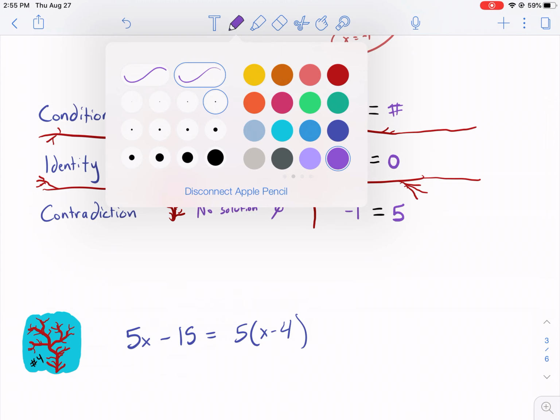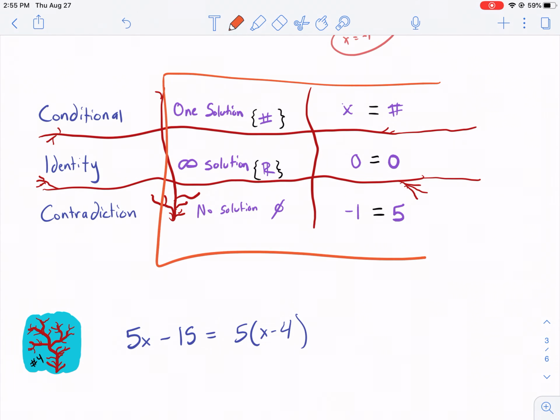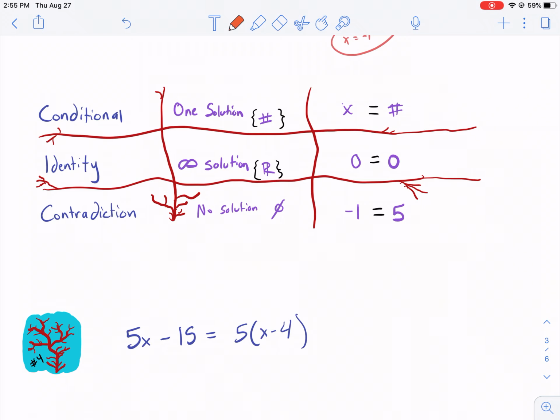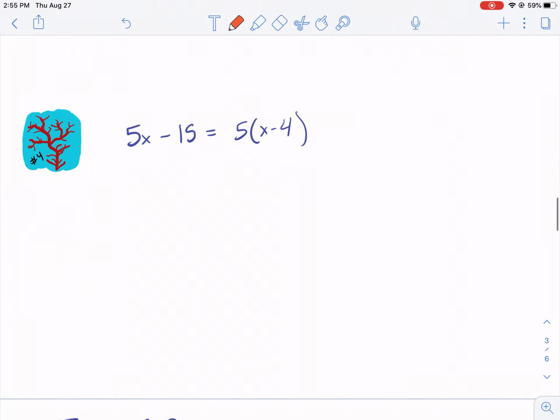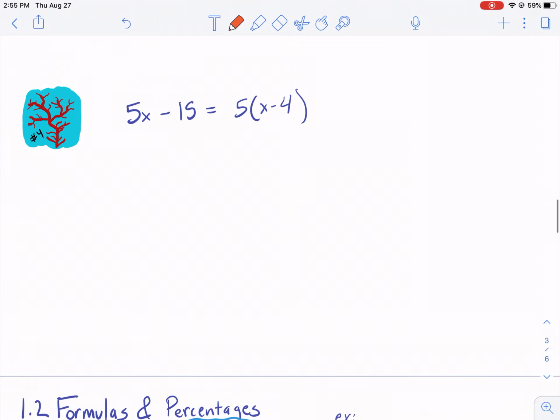For those that are my students, I'm mostly concerned with this. The names are secondary in my opinion. If you don't know exactly what a contradiction equation is, I'm okay with that as long as you know what this means right there, okay? Identity is a little bit more important, but same deal, okay?